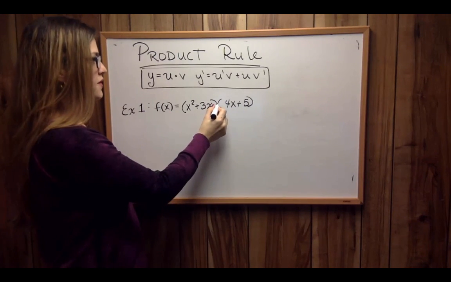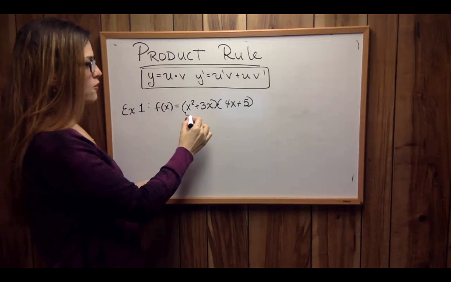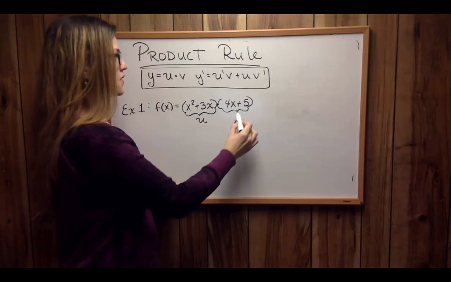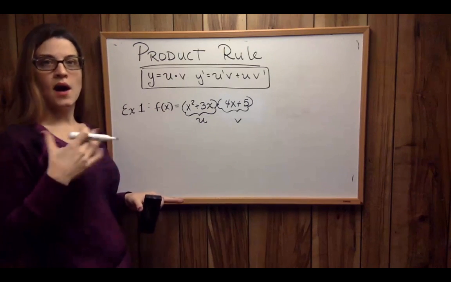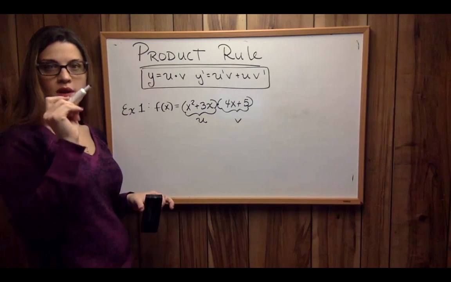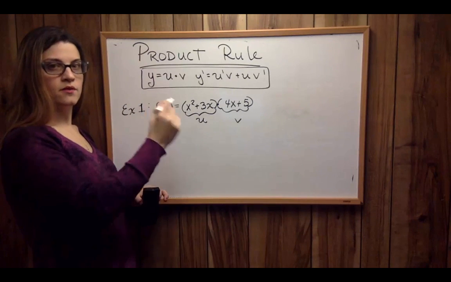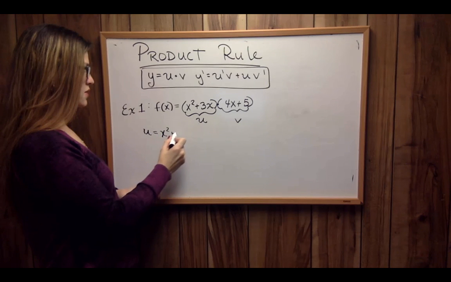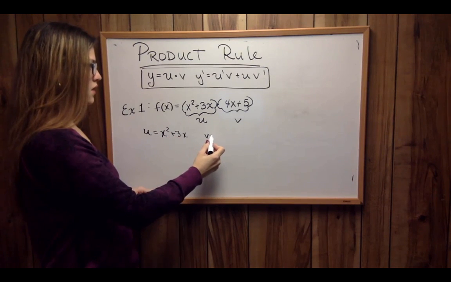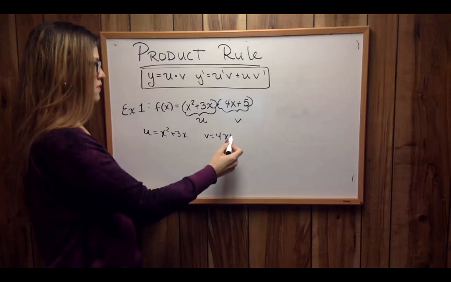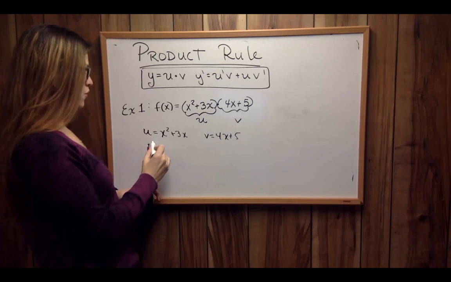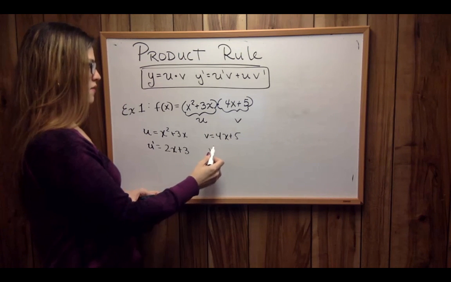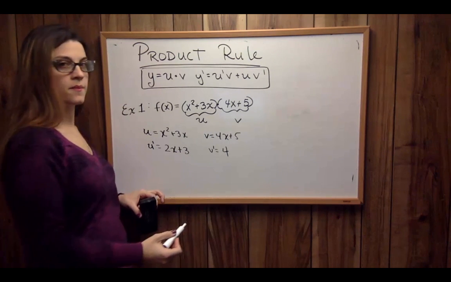Well, notice you have a parentheses times a parentheses. The first set of parentheses is your u. The second set is your v. I recommend that every time you answer this question, you label u prime, v prime underneath. So u is x squared plus 3x. v is 4x plus 5. u prime is 2x plus 3. And v prime is 4.